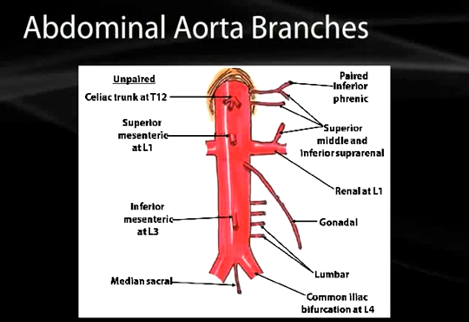Then we have the superior mesenteric at the L1 level, and we have inferior mesenteric at L3. Overlying this at the venous end of things, the bifurcation into the common iliac vein will occur at L5. There's a median sacral vessel coming off the midline.